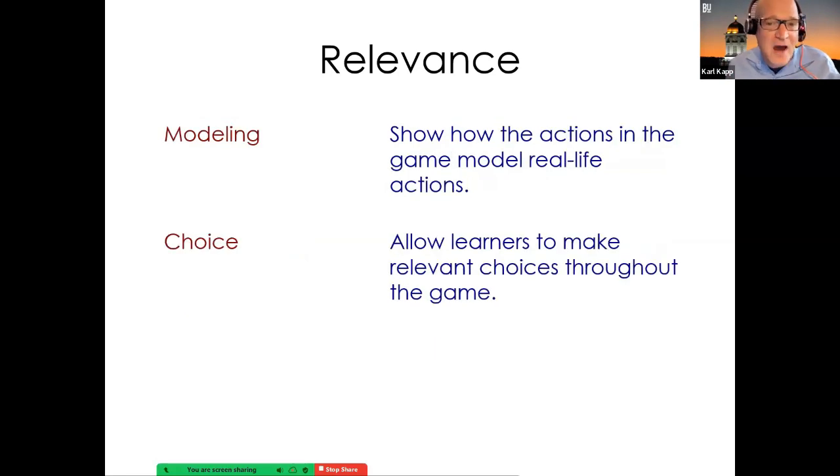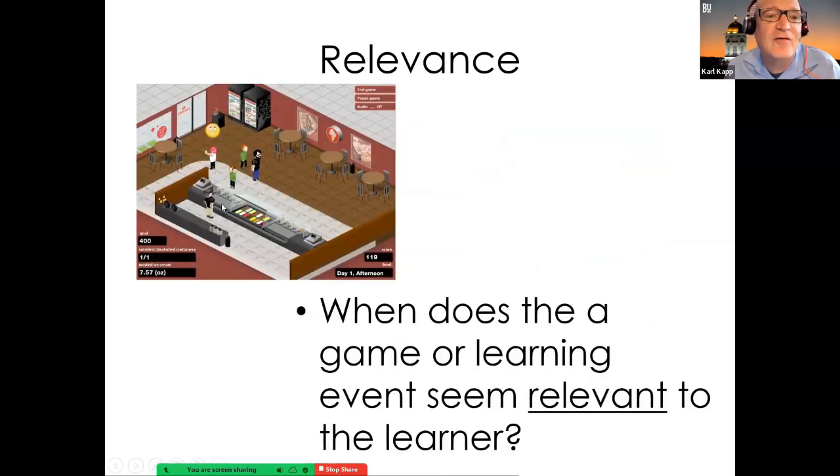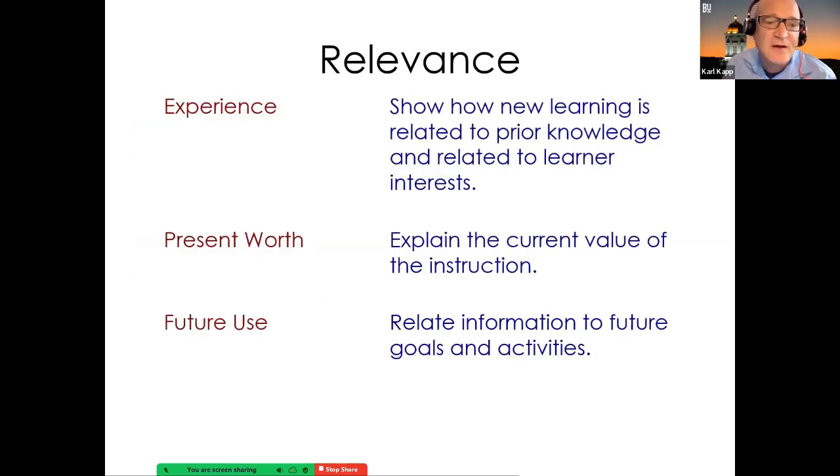So other items are modeling. Show how the actions in the game model real life actions. This is what you really need to do. So this image here of folks in an ice cream store who are getting ice cream, you're playing the game, and you are the gentleman here who is giving ice cream out. That might be very relevant if you're starting a job next week on serving up ice cream, right? So very relevant. It's modeling what the behavior happens to be.